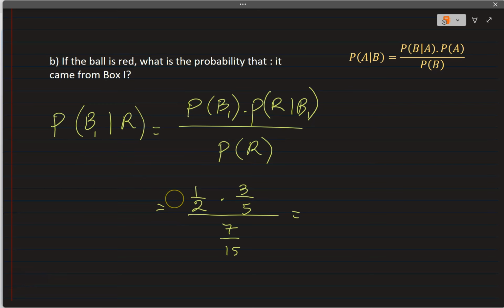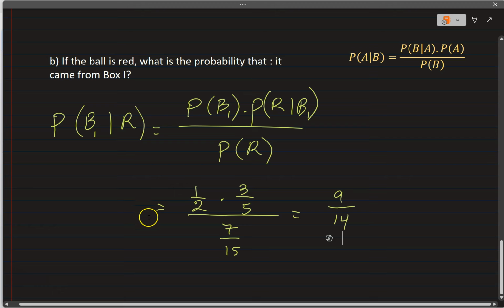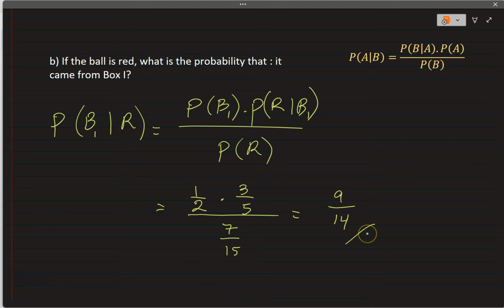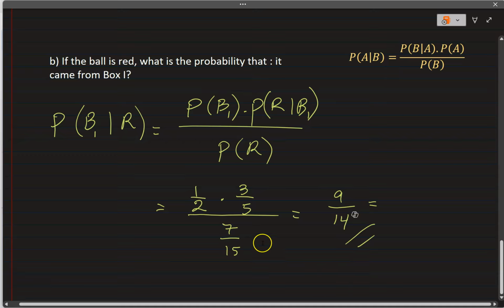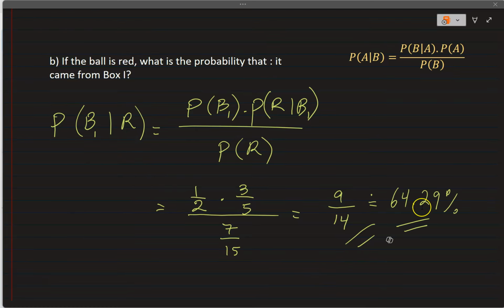And when you do the mathematical gymnastics here, you get 9 over 14. I'm not going to bore you with that. I'm sure you can do this mathematically. Multiply the top, then do the flip, and then simplify. So you get 9 over 14. And then, of course, you can put it in a decimal expansion or a percentage, which is approximately 64.29%. Okay, so that's what that is.